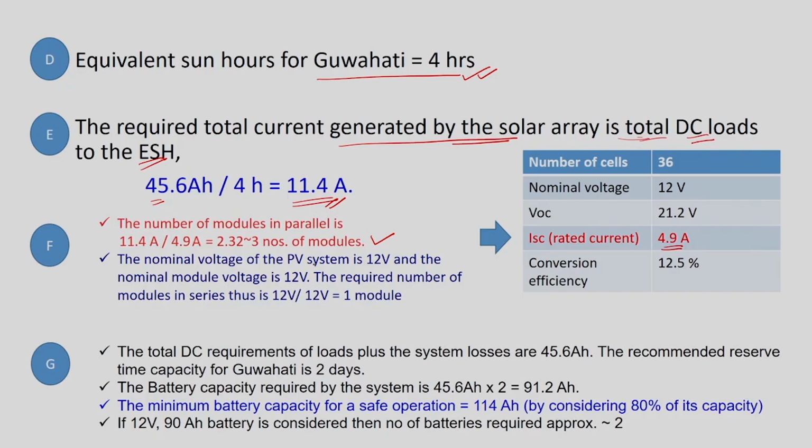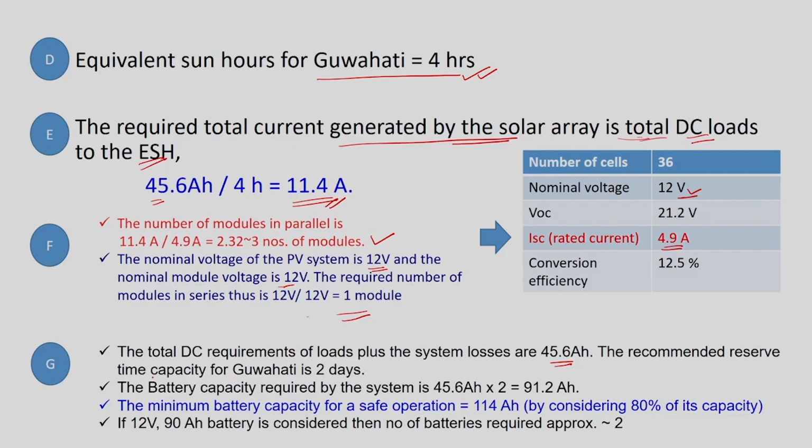The nominal voltage of the PV system is 12 volt and the nominal voltage of the module is also 12 volt. So, the required number of modules to be connected in series is 12 volt divided by 12 volt, which is equal to 1 module. The total DC requirement for load plus the system losses is 45.6 ampere hour.